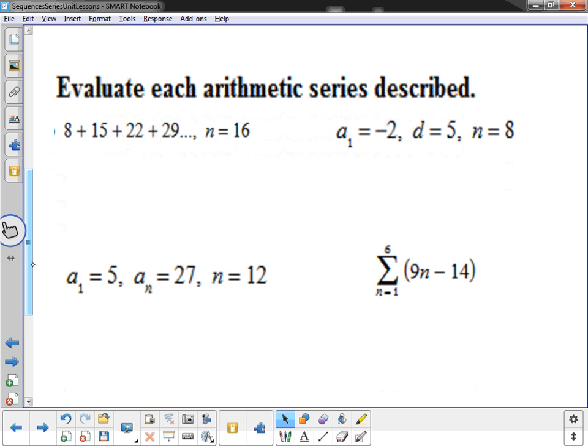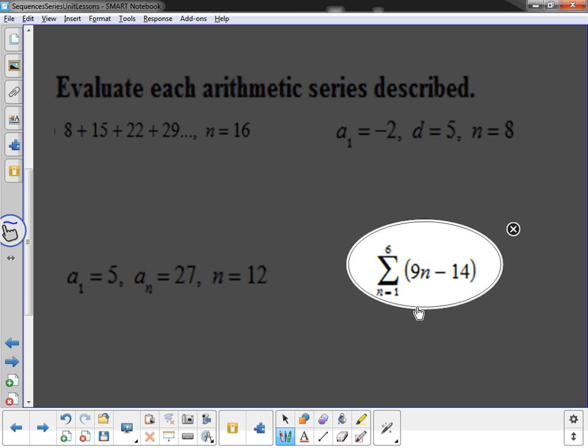So, evaluate each arithmetic series described below here. So the first one, instead of just 7 numbers like I had in my example above, we've got 16 numbers. And they didn't even tell us what the rest of the numbers are. We'd have to figure them all out. Number 2, it just told me what the first one is, what the difference is, and how many numbers. I don't have any of the numbers. For 3, I've got the first number and the last number, and I know how many terms.